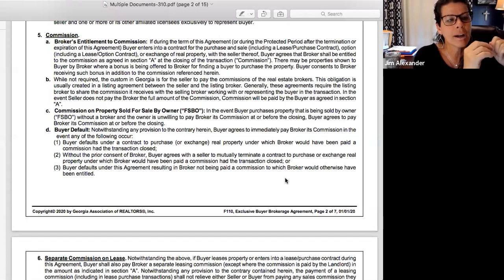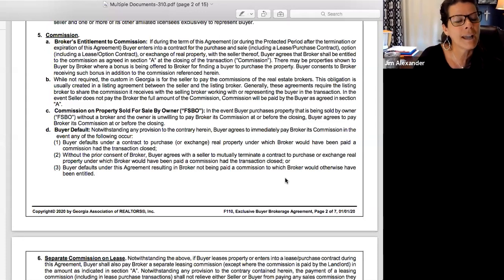While not required, the custom in Georgia is for the sellers to pay a commission. So that backs up what we've already explained to them previously when we were talking about commission on the front page. Georgia's kind of unique, and it's not required, but it is customary in the state of Georgia for the sellers to pay commissions. So that reiterates what we'd already explained to them.